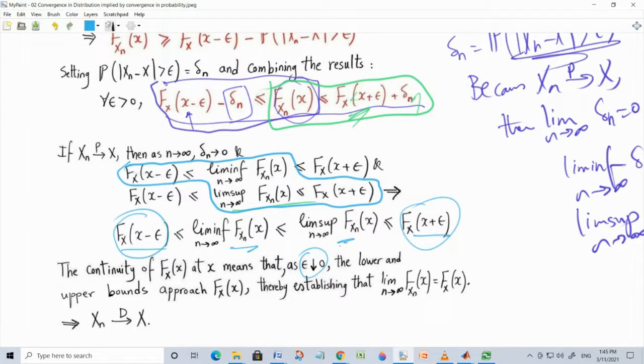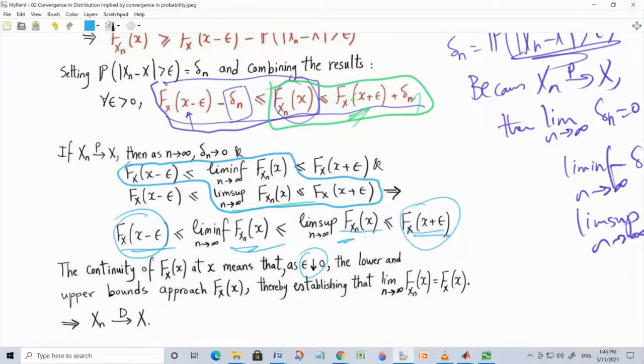However, if small x is a point of continuity of the CDF of big X, then if you take the limit as epsilon goes to 0, these two guys will coincide. And in that case, as in the previous lecture, you can say that lim inf is equal to lim sup. So the limit exists, and the limit will be equal to FX of small x. Now, do we have any trouble? No, because convergence in distribution basically requires that you have the limit statement satisfied at values small x at which the CDF of big X is continuous.